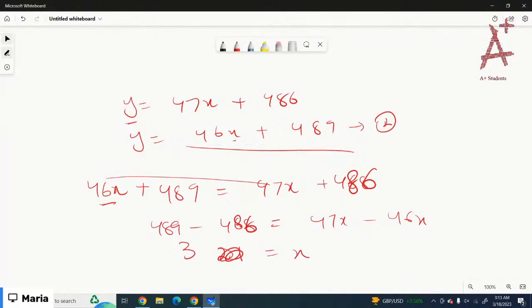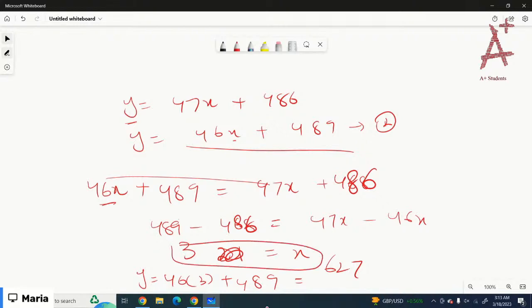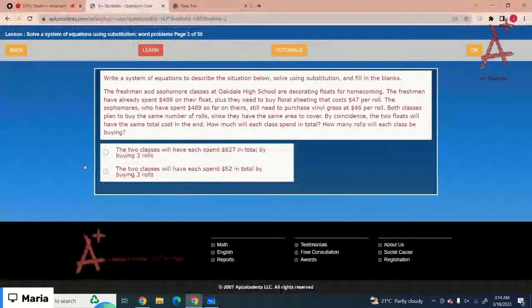Let's just replace x in the equation. It would be y equals 46 times 3 plus 489. So let's just calculate the value. 46 times 3 is 138, and 138 plus 489 is 627. That means x equals 3 and y equals 627. So the correct option is that the two classes will each have spent $627 in total by buying 3 rolls.